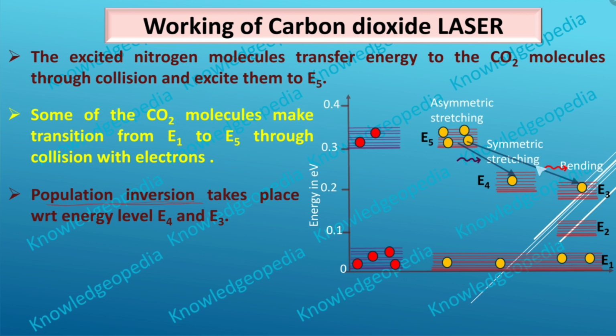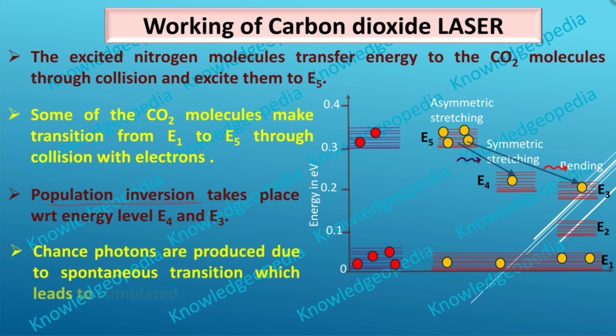So these are the photons which are radiated because of spontaneous emission, and we will call these photons chance photons. So chance photons are produced due to spontaneous transition which leads to stimulated emission. Now these chance photons, when they move inside the discharge tube, will collide with the carbon dioxide molecules which are sitting at the excited state E5, and they will lead to stimulated emission.